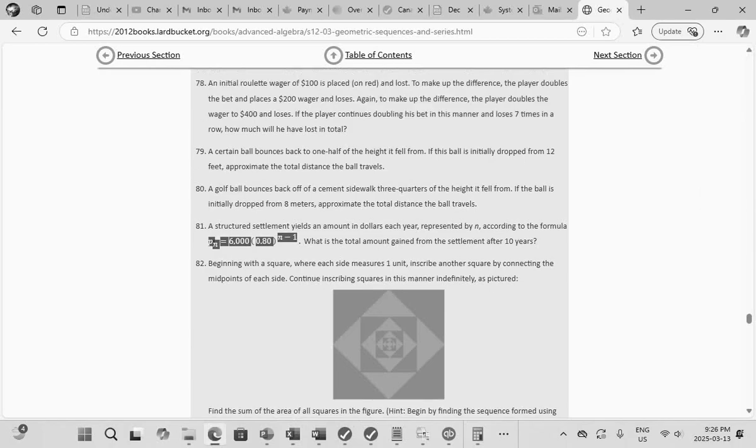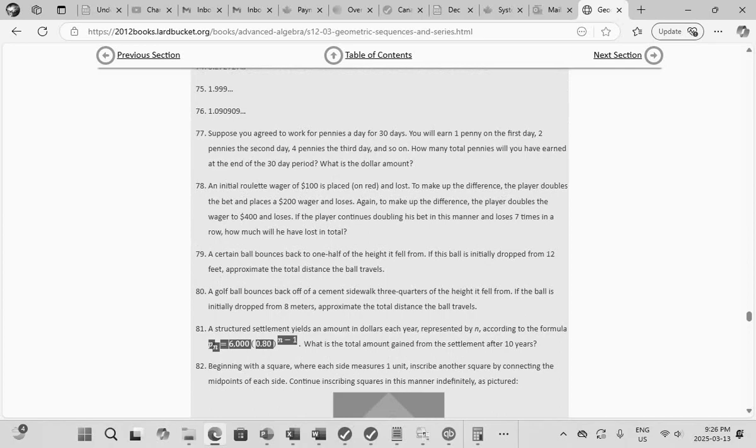Next question. This is question number 77. Suppose you agreed to work for pennies a day for 30 days. You will earn 1 penny on the first day, 2 pennies the second day, 4 pennies the third day, and so on. How many total pennies will you have earned at the end of the 30-day period? And what is the dollar amount?